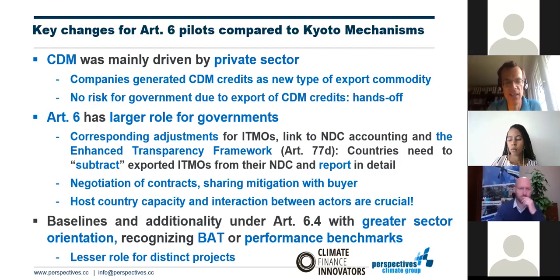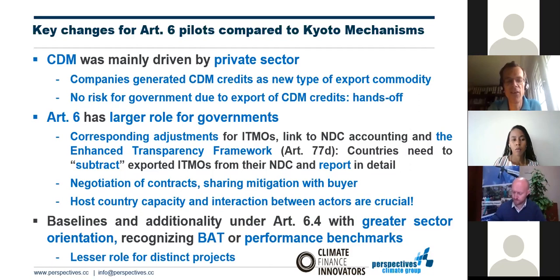But still, at least you need to report now as government about what you've done under Article 6. You need to negotiate contracts. You need to see how much of you actually give to the buyer, how much you keep for yourself. And this, of course, requires a lot of capacity and the possibility to interact between government, between private sector players who actually generate mitigation. Then there needs to be assessment, how much of the revenue stays with the government, how much goes to the private sector. So that means, one needs to carefully plan this.